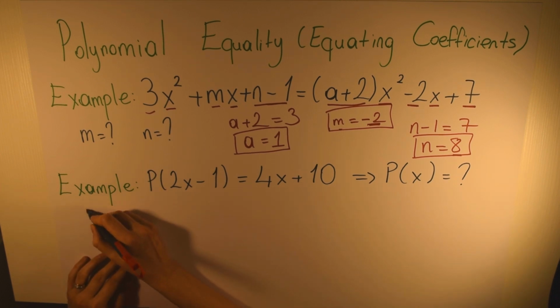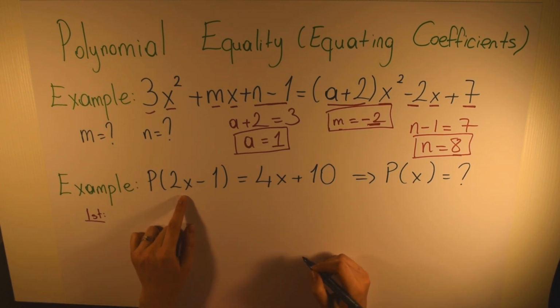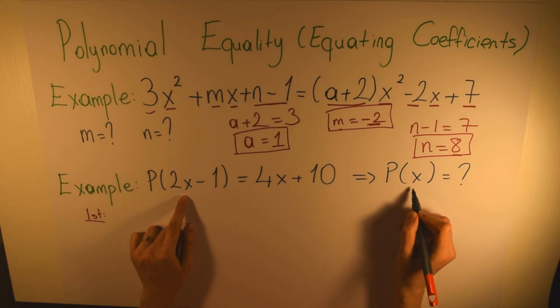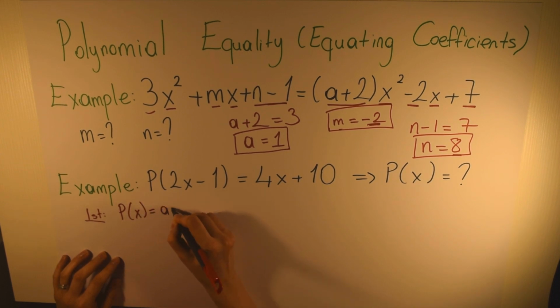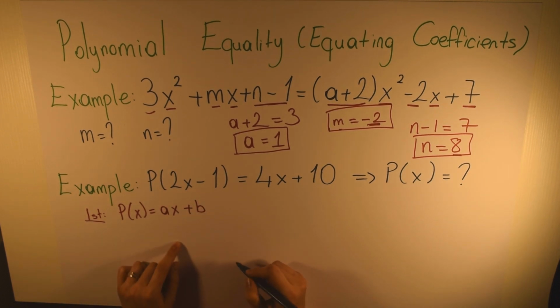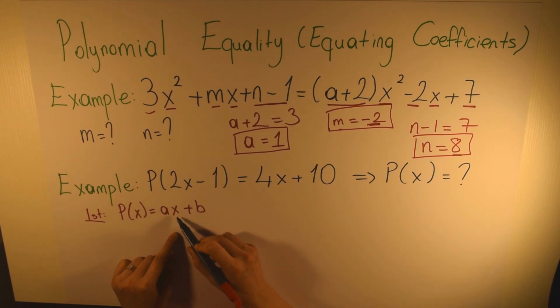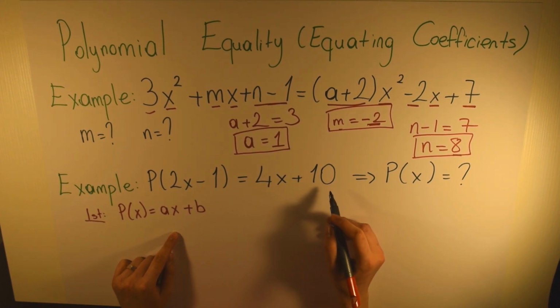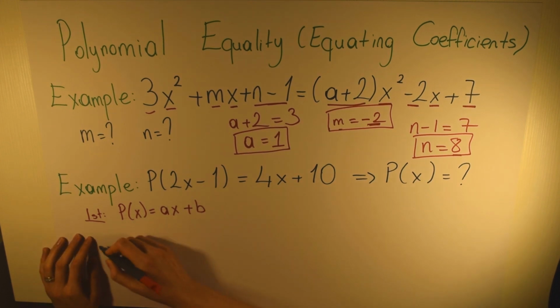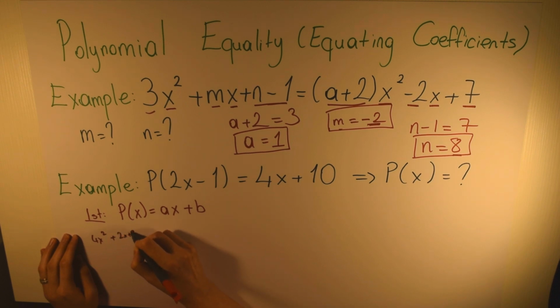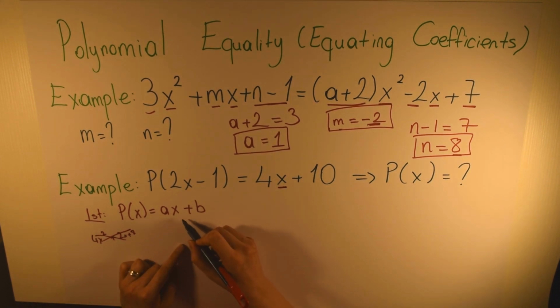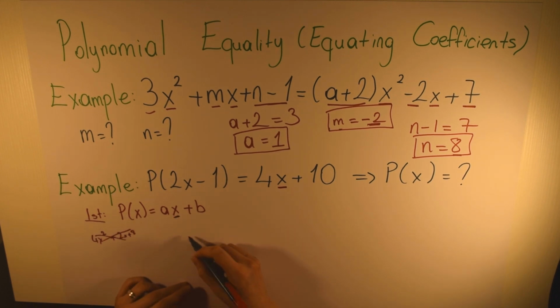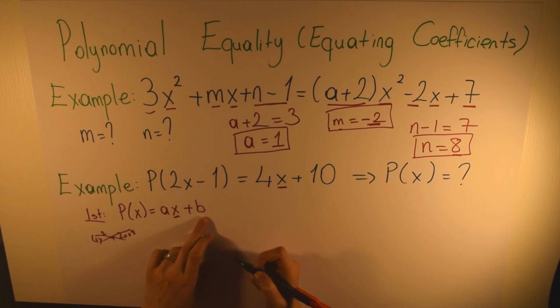First one, let me write here first. What you can do, P(x) has to be something like this. P(x) is equal to, for example, ax plus b. Why? Because when you put 2x minus 1 instead of x, you get 4x plus 10. You didn't get anything like, for example, 4x squared plus 2x plus 8. You get something with x. So it means P(x) also has to start with something with x. So we can say that P(x) is something like this, ax plus b.